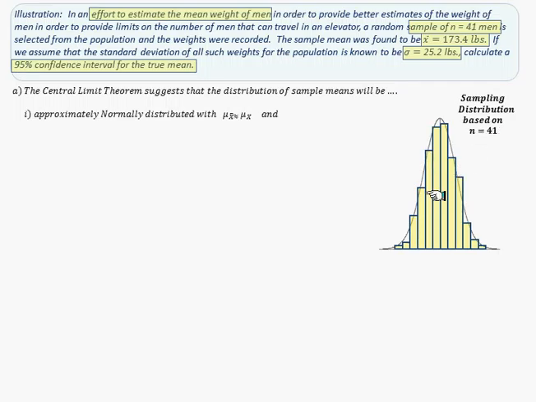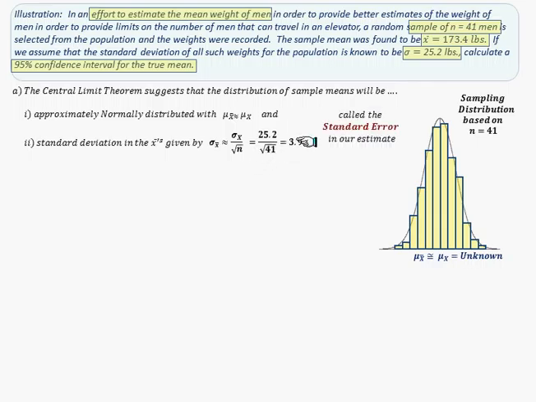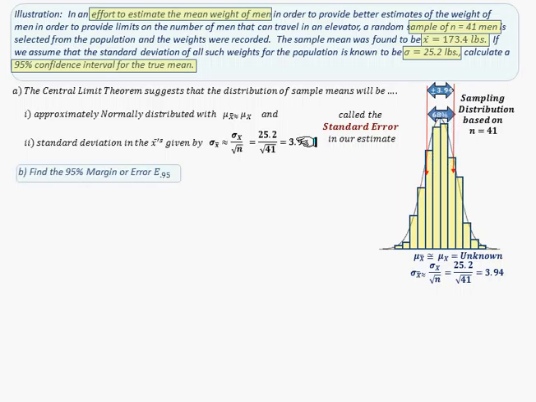means will cluster around the population mean, which we don't know. It'll be approximately normally distributed, and the standard deviation is given by sigma over square root of n, which in this case, 25.2 over the square root of 41, is 3.94. That's called the standard error of our estimate, and that's really the 68% confidence region about the population mean.